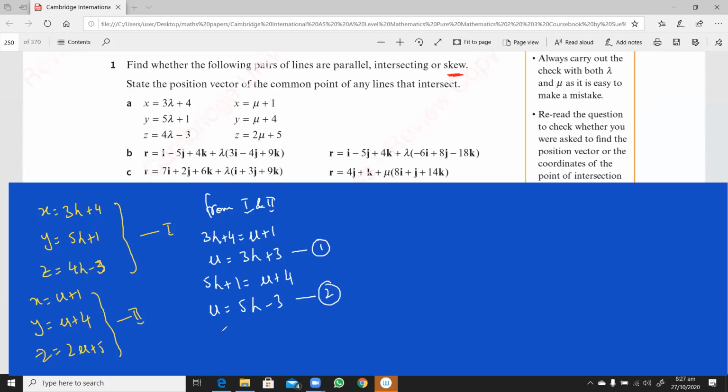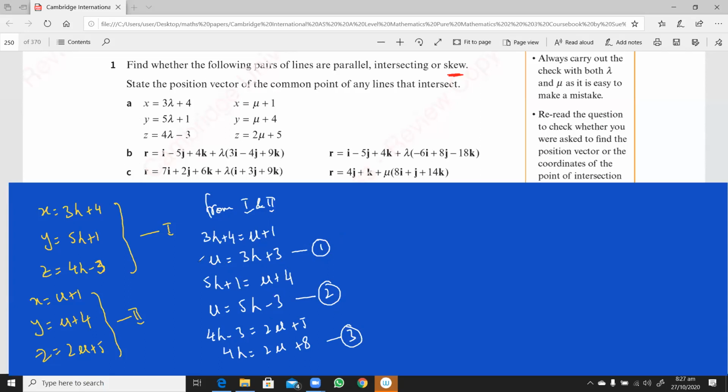Now, for the z equal to z, we have 4 lambda minus 3, that is equal to 2 mu plus 5. You can write it as 4 lambda is equal to 2 mu plus 8. Now, that is the third equation. Now, listen to me very carefully, guys. We have three equations in mu and lambda. You have to choose any two of them that you feel you can solve more easily.